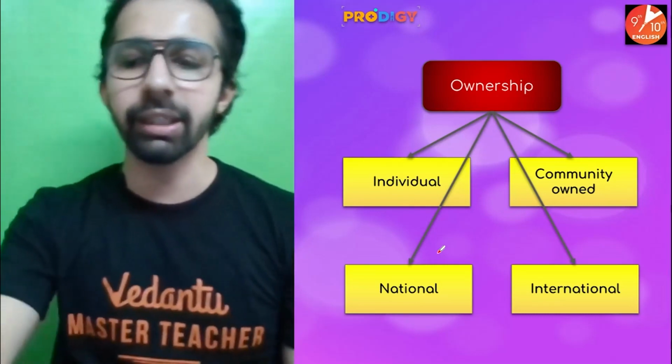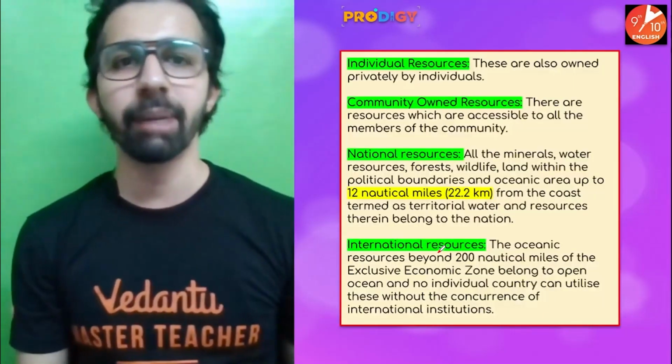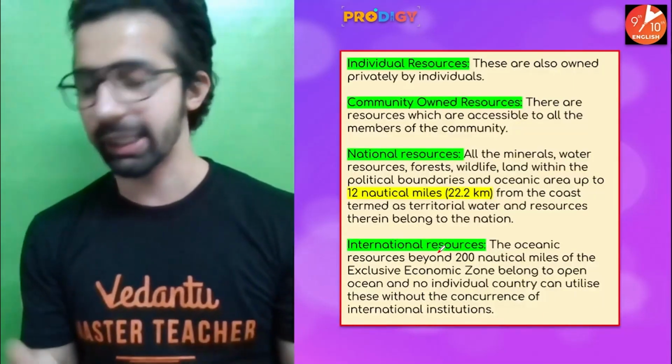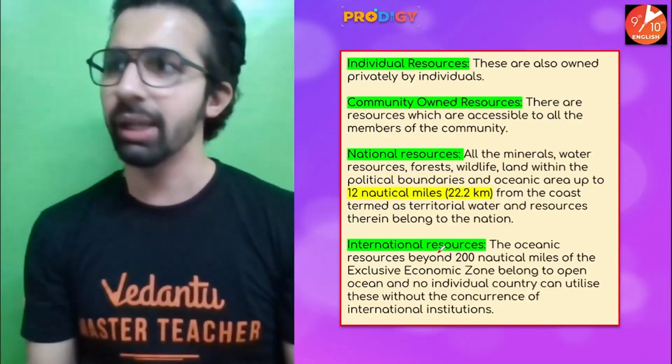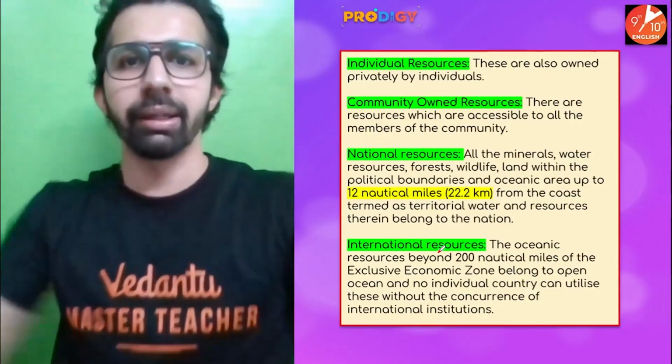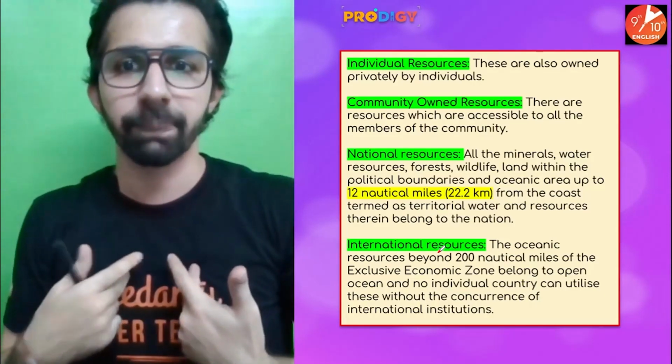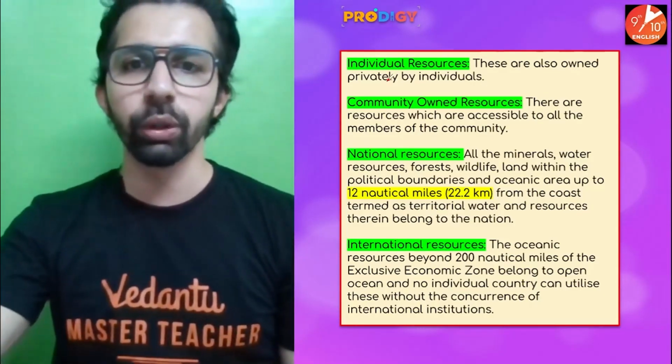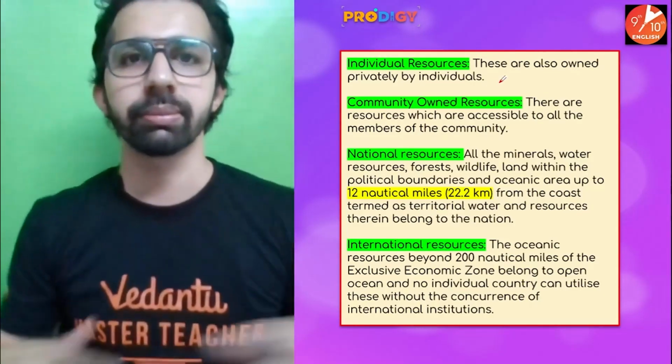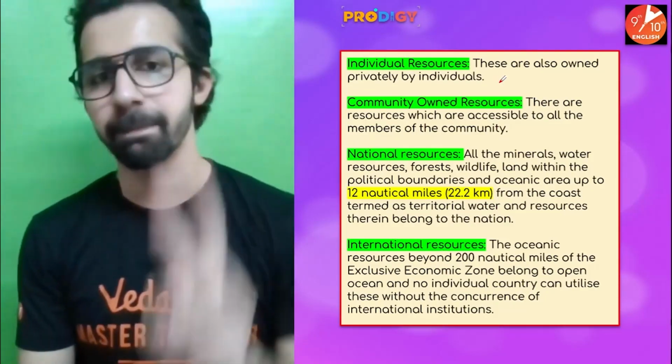So what is an individual resource? I can consider my phone as an individual resource. I can consider my specs as an individual resource. I can consider my hairband as an individual resource. These are also owned privately by an individual. My house comes under individual resource.